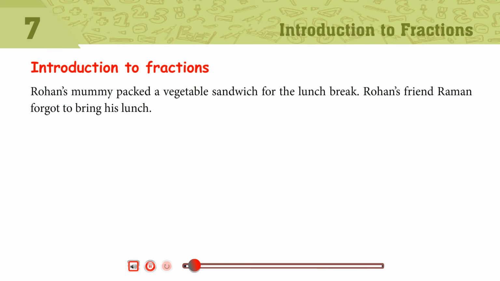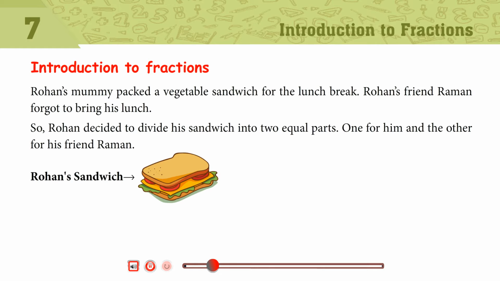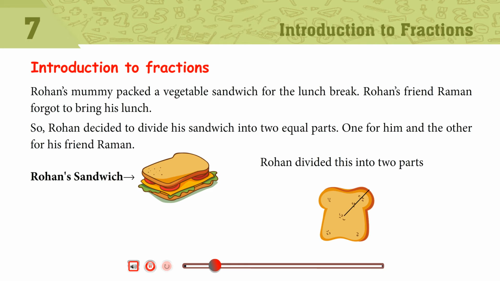Rohan's mummy packed a vegetable sandwich for the lunch break. Rohan's friend Raman forgot to bring his lunch. So, Rohan decided to divide his sandwich into 2 equal parts, one for him and the other for his friend Raman. Rohan divided this into 2 parts: Rohan's share and Raman's share.